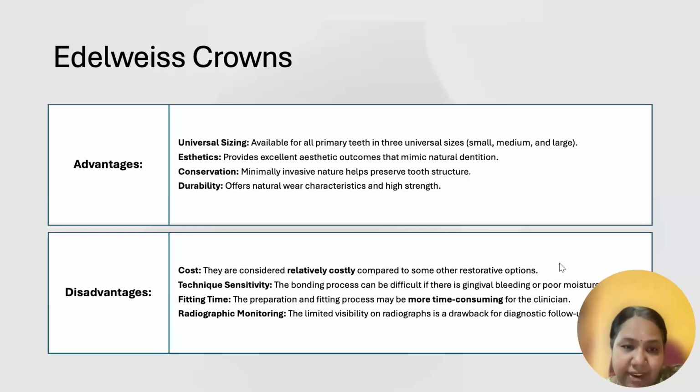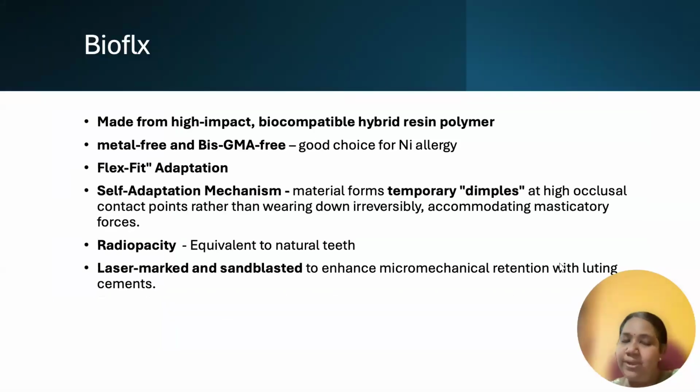But the disadvantages: it is relatively costly, and technique sensitive because of the composite which is used, which makes it a little time consuming. And of course, radiographic follow-up is a challenge. And then we have the BioFlex crowns, which are made from high-impact biocompatible hybrid resin polymer. They are metal-free and bis-GMA-free. They are a good choice for children who have nickel allergy.